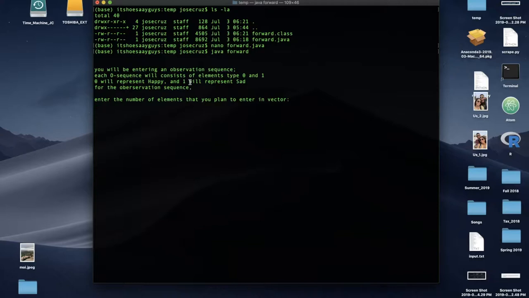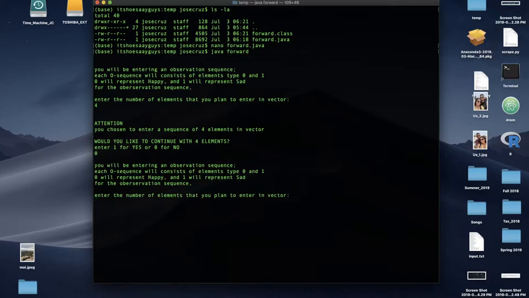Let's do 4. Attention, you chose to enter a sequence of 4 elements. Would you like to continue with 4? So that is why I had a check. If you were to put 0 for no, I don't want to continue with 4, now enter the right amount of elements, 7. See, it says now enter 7 happy or sad observations, 1 at a time, 0 represents happy and 1 represents sad.